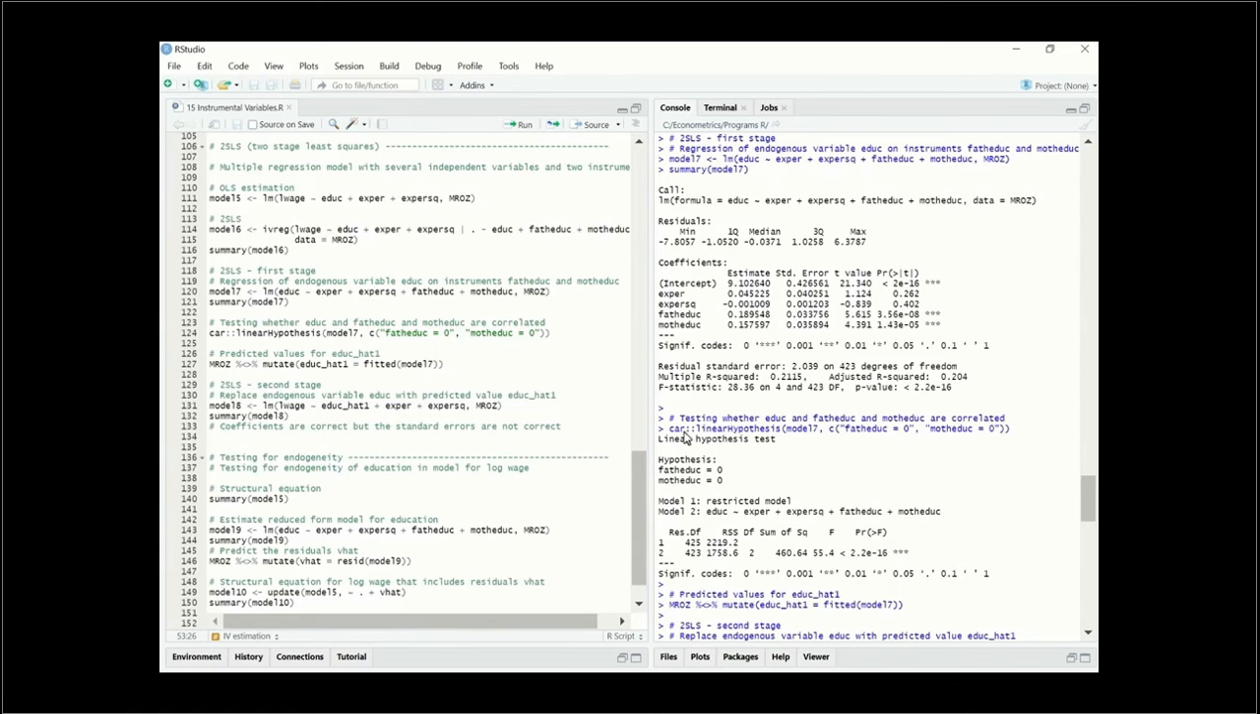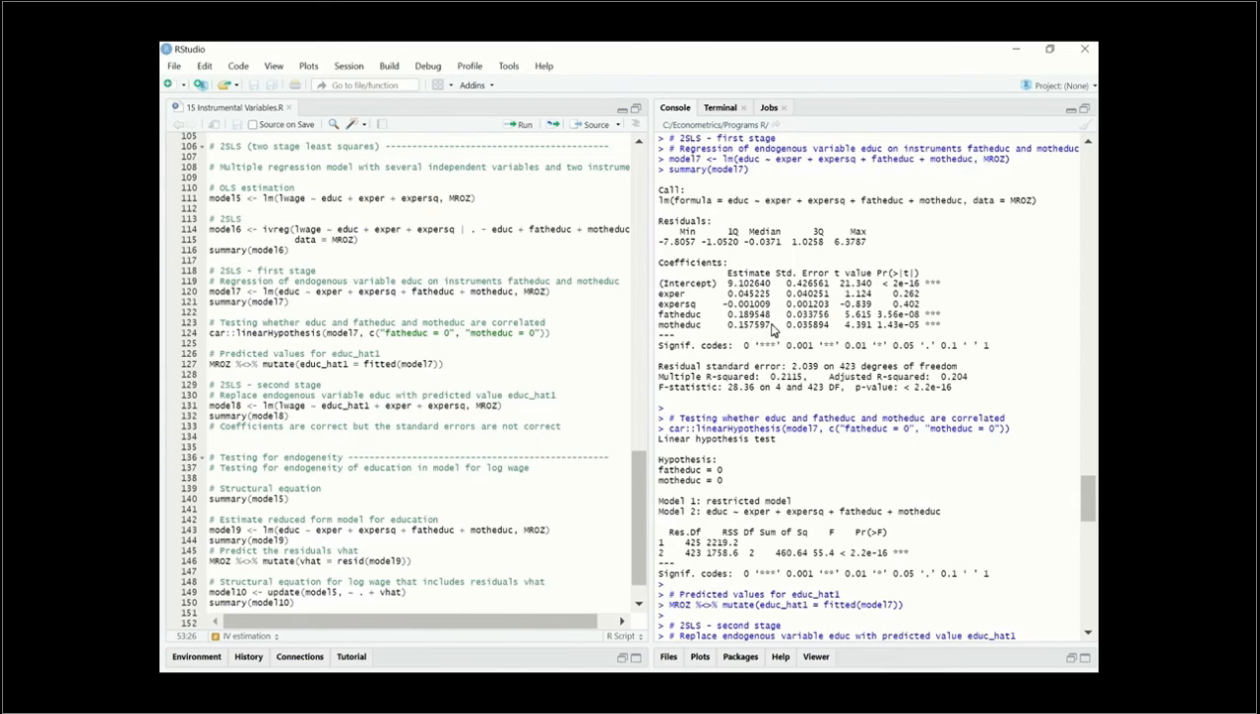And for this, we are going to be using, from the package car, linearHypothesis. We're going to be giving model 7 results here, and we would be testing whether the coefficients of father's education and mother's education are significantly different from 0. If you're looking at them individually, the coefficients are individually significantly different from 0. But using a joint test, we're looking at the p-value here, and that's less than 0.05. So these two coefficients are also jointly significantly different from 0.